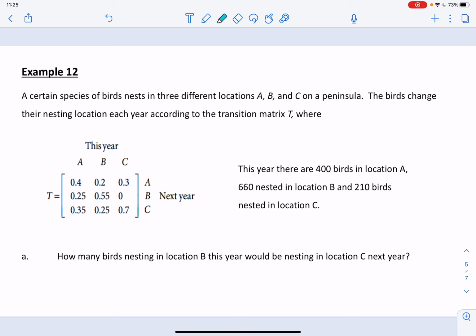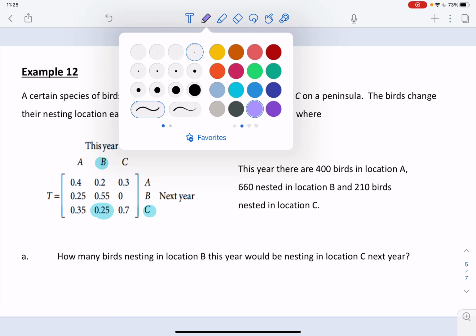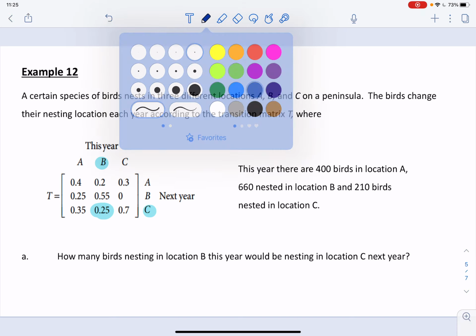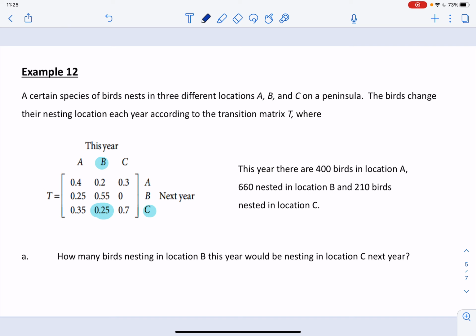So highlighting here, starting in B, ending in C, we have 0.25. Go back to blue because blue's nice to write with lots of times. So 25% of birds go from B through to C. And we're starting with 660 birds in location B. So we need to find 25% of B to end up at C.